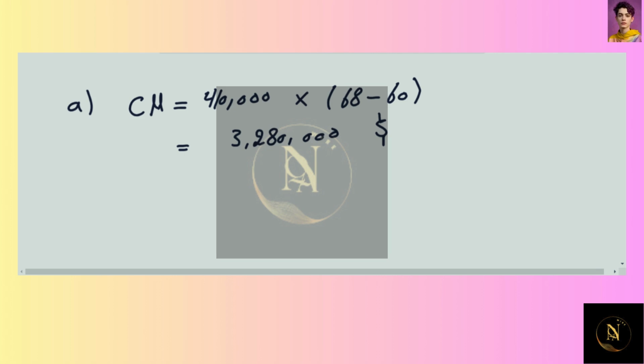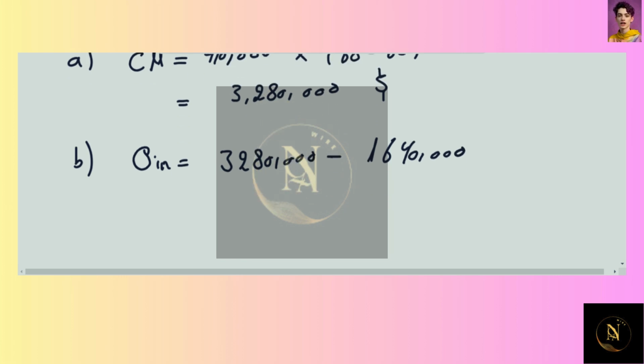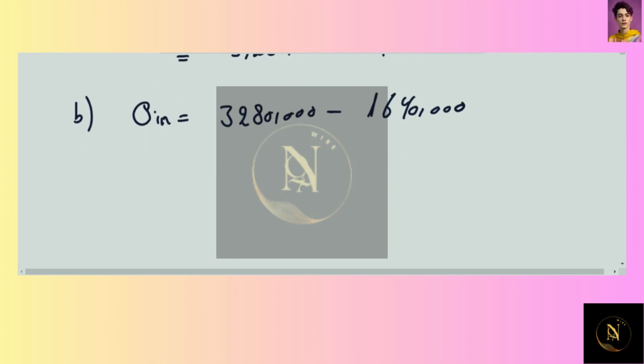In part B, we need to calculate the operating income, let it be ON. So the operating income is equal to the contribution margin, which we calculated before, 3,280,000, minus the fixed costs, which is 1,640,000. So the operating income is just $1,640,000.